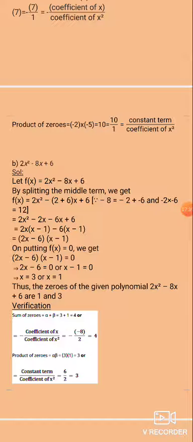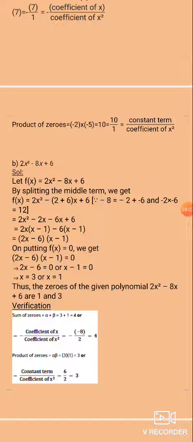Why do we take minus here in the question? The minus sign is there. So the sum of zeros is what? 4. So we need to make what? In that relation, minus of coefficient of x by coefficient of x square is there. That is the general rule. So minus of minus 8 by 2 becomes plus 4.